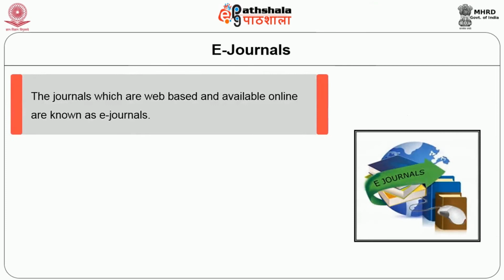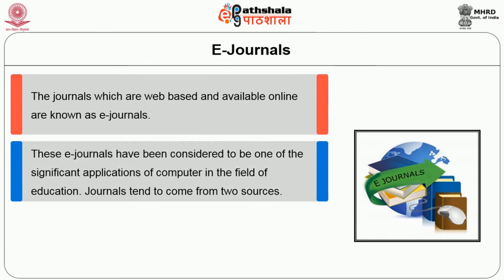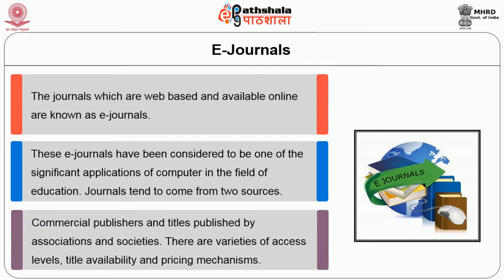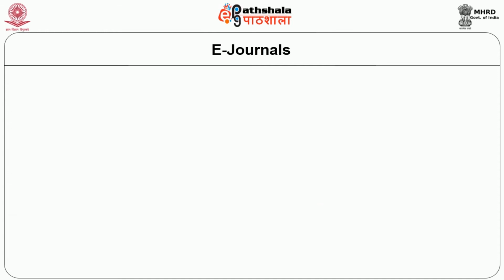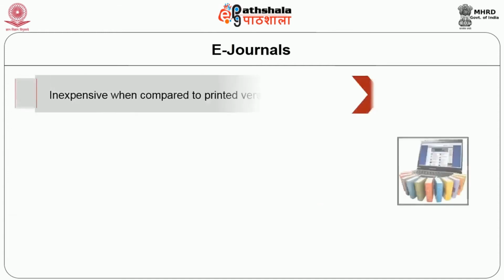E-journal. The journals which are web-based and available online are known as e-journals. These e-journals have been considered one of the significant applications of computers in the field of education. Journals tend to come from two sources: commercial publishers and titles published by associations and societies. There are a variety of access levels, titles, availability, and pricing mechanisms. The advantages of e-journals are given below.